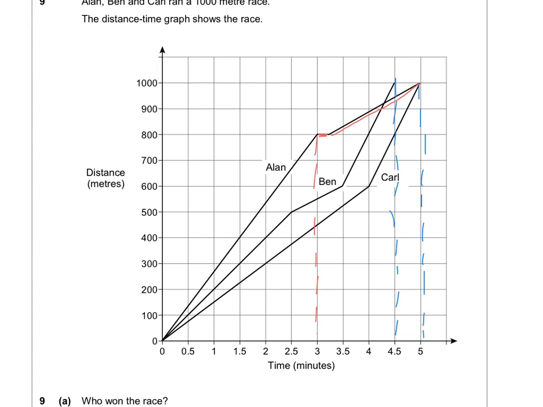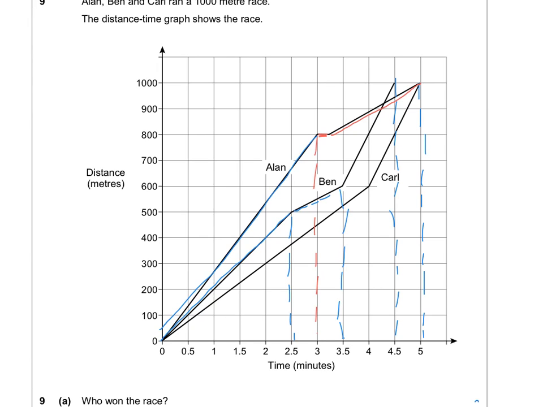Ben also travels at a constant speed, but it's a lower constant speed than Alan's, as we can see because the gradient of this graph is less than the gradient of Alan's graph. Ben travels at this constant speed for 2.5 minutes. He then reduces his speed, but still travels at a constant speed for another minute. At this point he's reached 3.5 minutes.